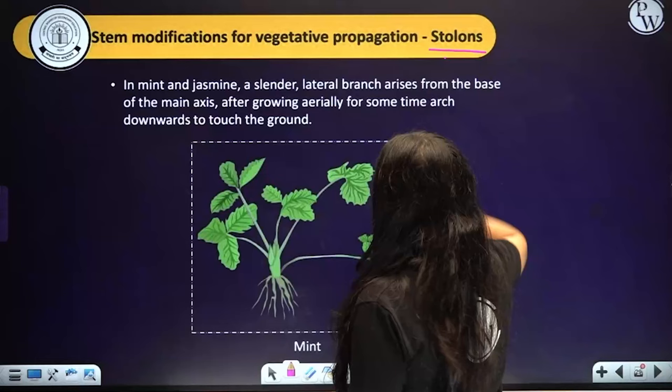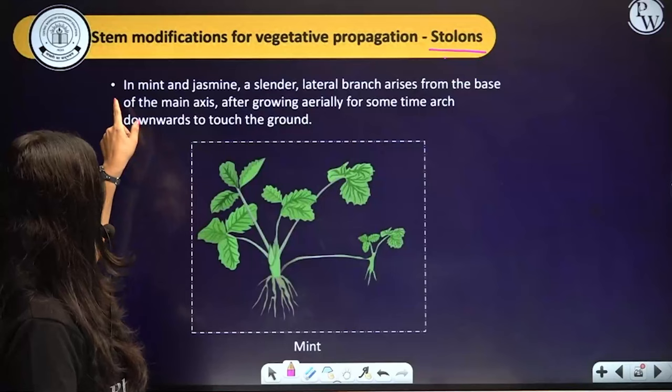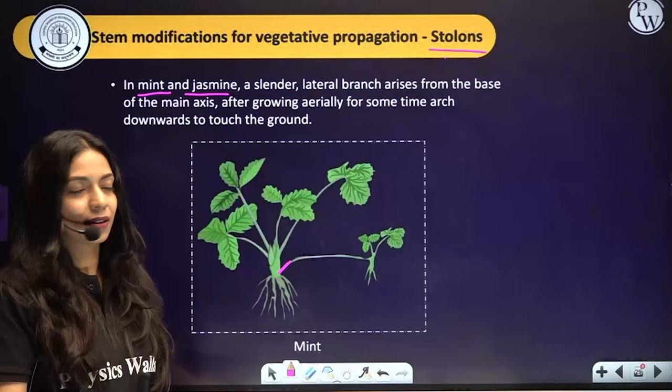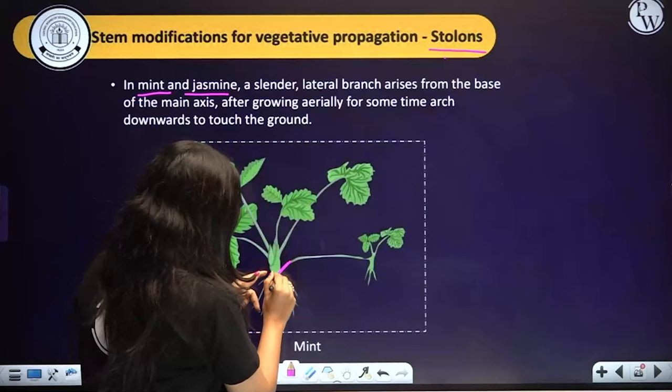Now, stolons. These are very, very similar to what runners do. Over here, this can be observed in mint and jasmine. These are the examples. You can see slender lateral branches. Lateral means what? From this side. Slender means what? Very thin. Slender lateral branches arise from the base of the main axis. Okay, so if you think of this as a main axis, these branches arise. For some time, they will grow upward and they will arch down like this.